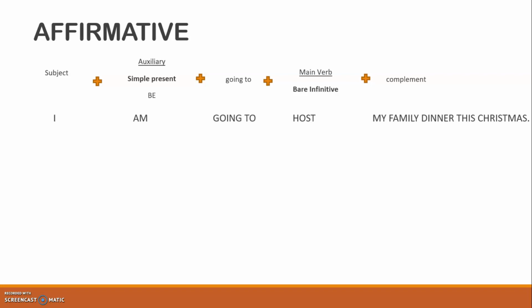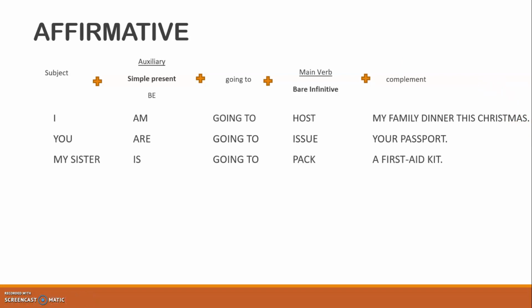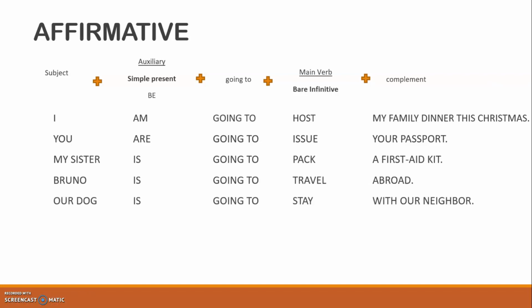For example, I am going to host my family dinner this Christmas. Remember that a statement always ends in period. You are going to issue your passport. My sister is going to pack a first aid kit. Bruno is going to travel abroad. Our dog is going to stay with our neighbor. My sister and I are going to meet our friends on Saturday.